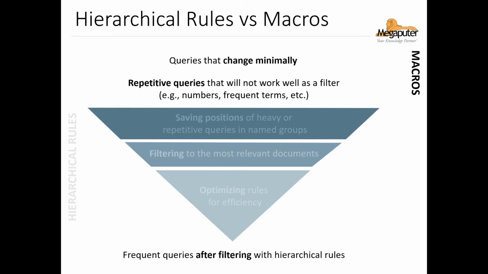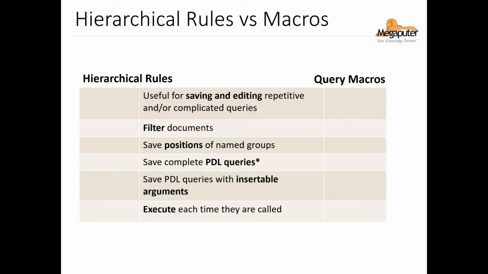So here's a table breaking down what these things can do. Hierarchical rules, if you can use them and they're of benefit, you should use them. They're very useful for saving repetitive queries. Query macros can do the same thing. They save the repetitive nature of PDL. But hierarchical rules filter documents where query macros can't. Hierarchical rules save positions while query macros don't.